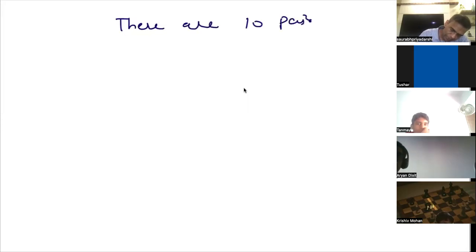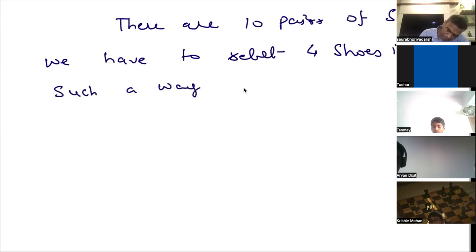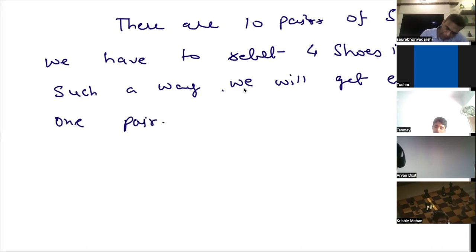Next, in this again, there are 10 pairs of shoes. We have to select 4 shoes, not pairs, 4 shoes, in such a way that we will get exactly 1 pair. We'll get exactly 1 pair.